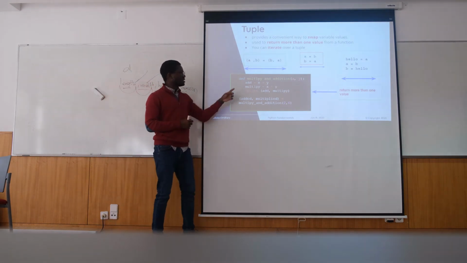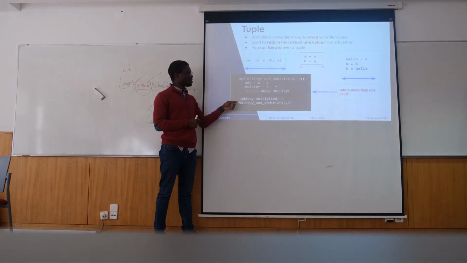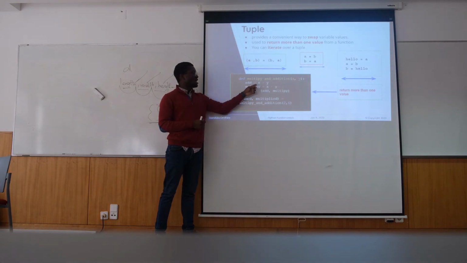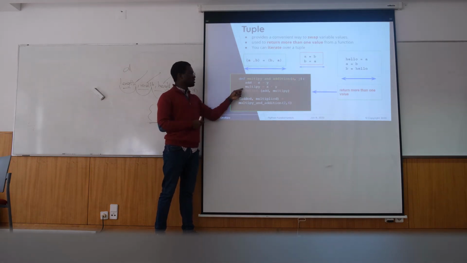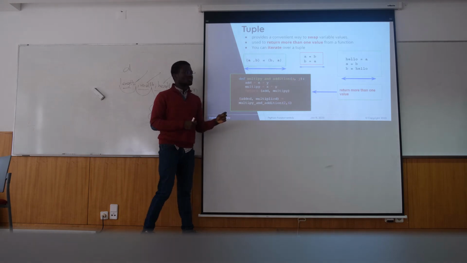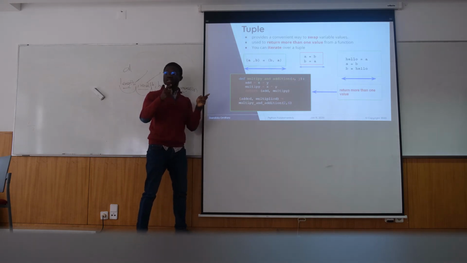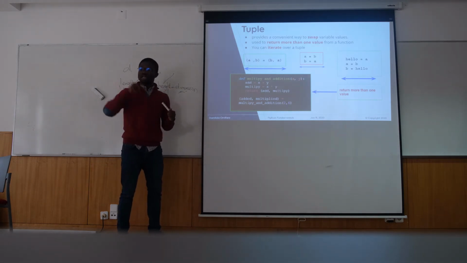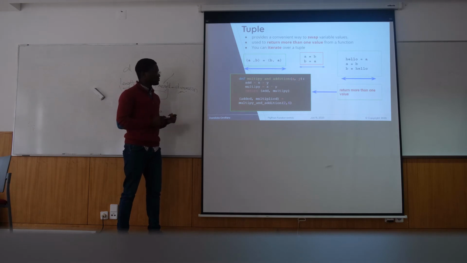Inside this function, inside this block, I'm saying add equals x plus y, and multiply equals x times y. And I'm saying return add and multiply. Because of the tuple, I could return two things at the same time without having to say return A, return B. The tuple returns both of them together.